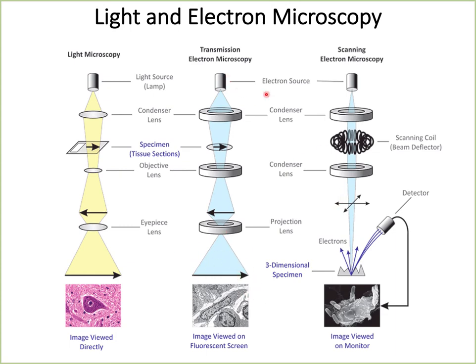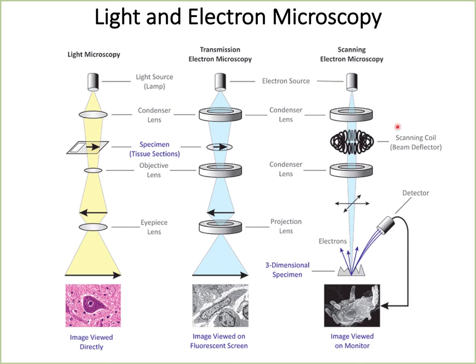You have an electron generator, the cathode ray tube, and these electrons hit the phosphor screen, which is the front of the television screen, and a bright spot is generated. This is the same way an electron microscope works, and you can take pictures of it with a high resolution camera as well.